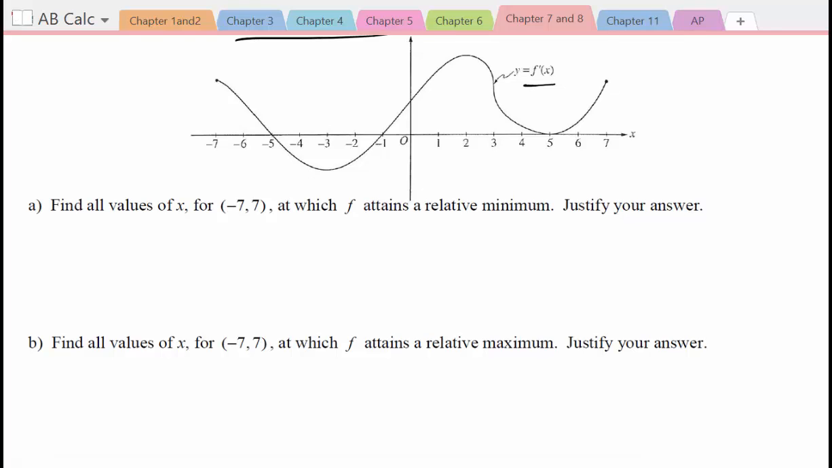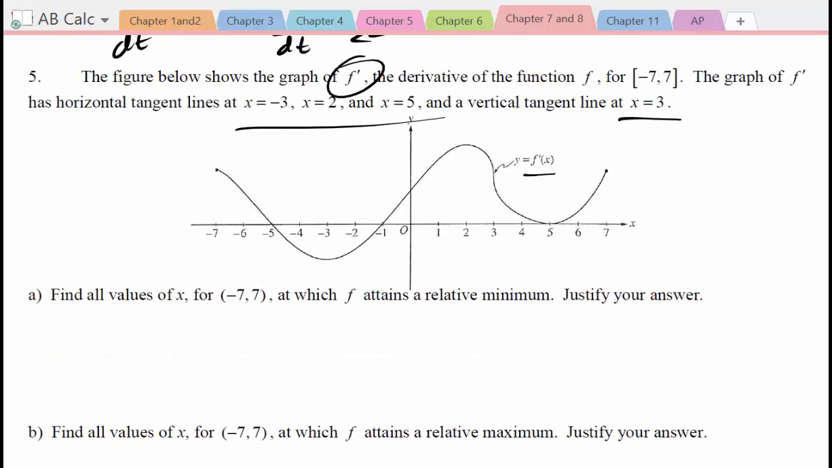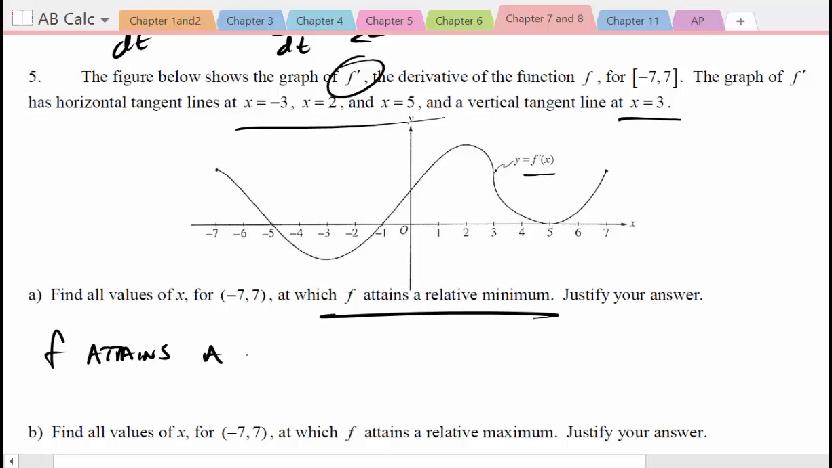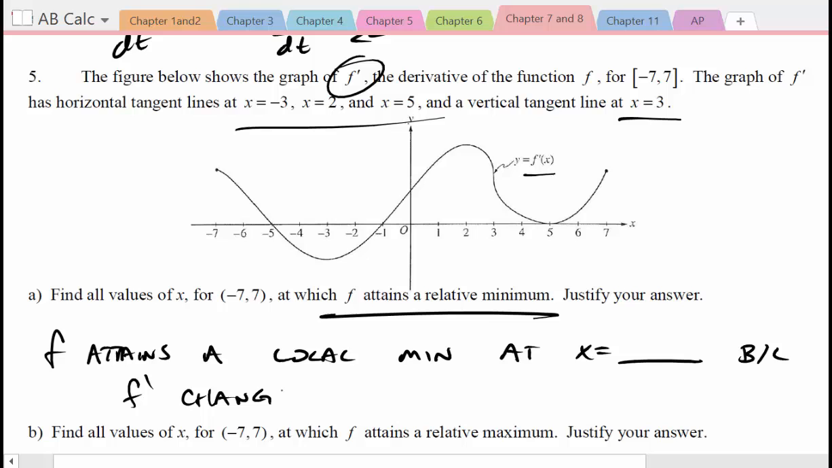Based on the graph, find all the values of x from -7 to 7 at which f attains a relative minimum. Given f prime, we can say f attains a local min at x equals blank because f prime changes from, now if it's a relative minimum, f prime changes from negative to positive.